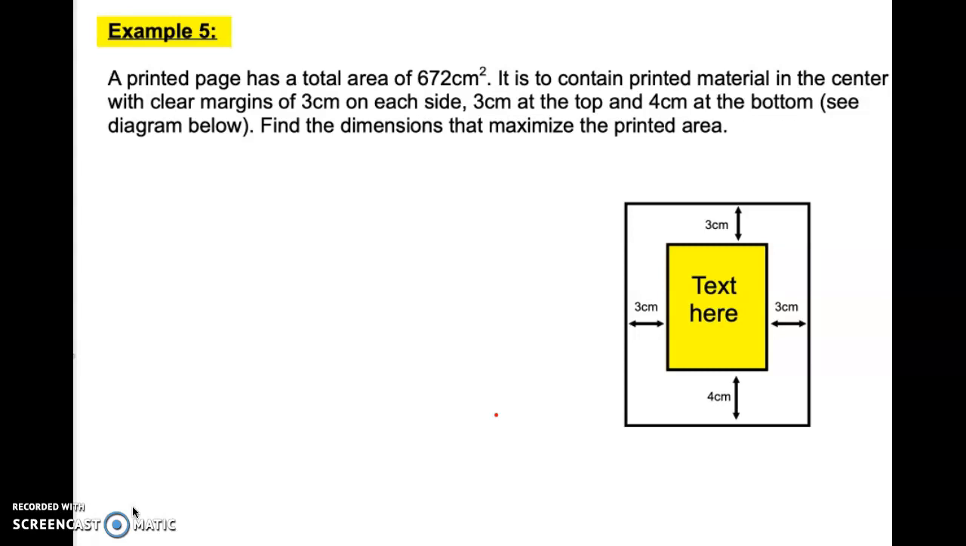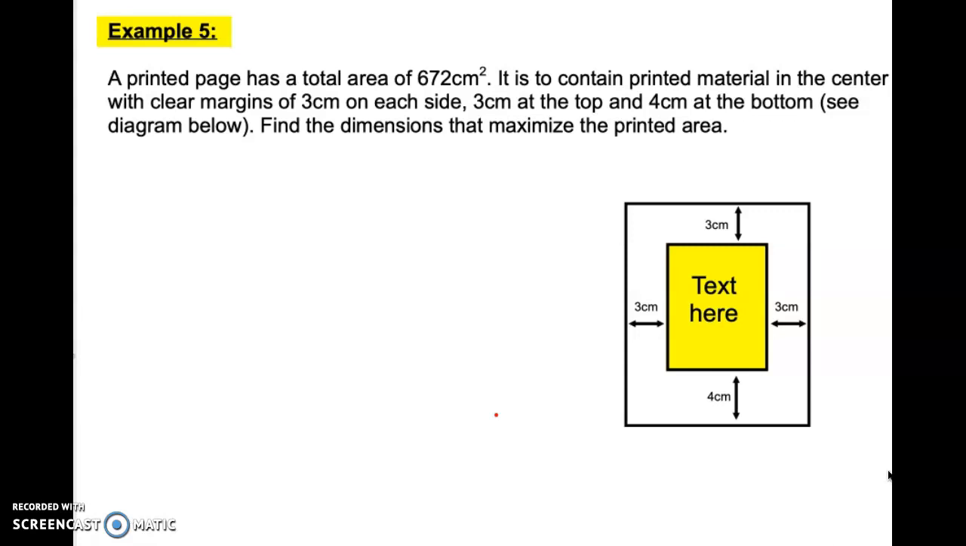Example 5. A printed page has a total area of 672 centimeters squared. It is to contain printed material in the center with clear margins of 3 centimeters on each side, 3 centimeters at the top, and 4 centimeters at the bottom. Okay, and that's already been included in the diagram below. Find the dimensions that maximize the printed area.